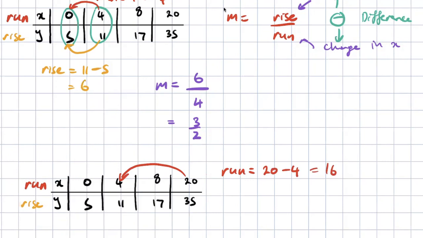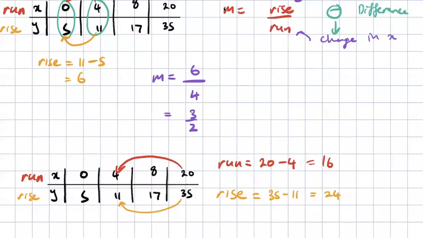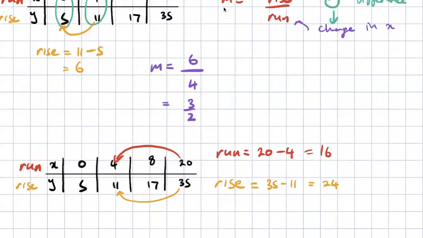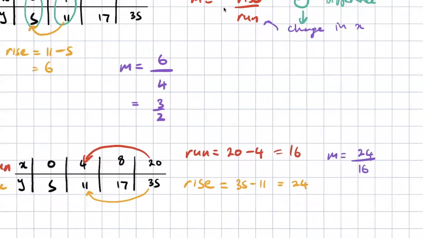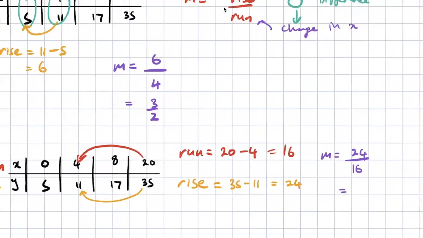If we calculate the rise, again from the same point, 35 down to 11, we end up with 35 minus 11, which will give us 24. Now when we start calculating our gradient, this time our rise, 24, over our run, 16, once we put it into our calculator, we'll see that it simplifies down to still be the same 3 over 2.